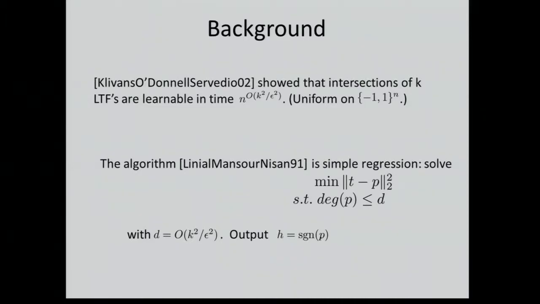It's essentially just solving a least squares problem, and you're looking for a low degree polynomial up to some bounded degree, and this is where the exponent comes from. And your hypothesis is just the sign of the polynomial. So it's fairly straightforward. The algorithm's been around for a while. They essentially show that this algorithm works for learning this class.